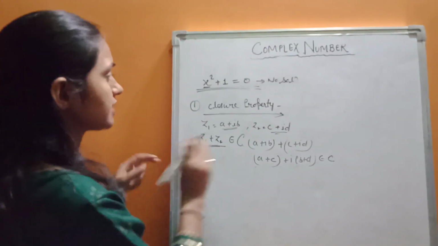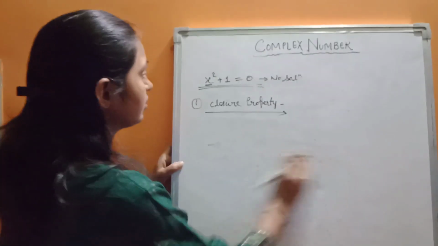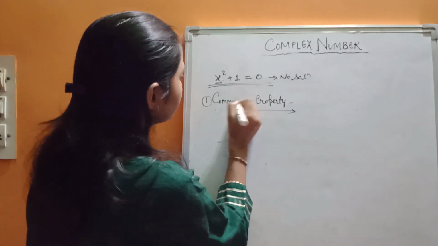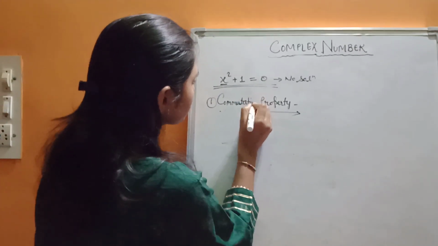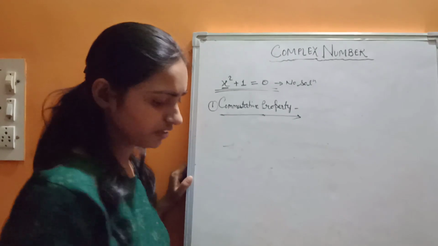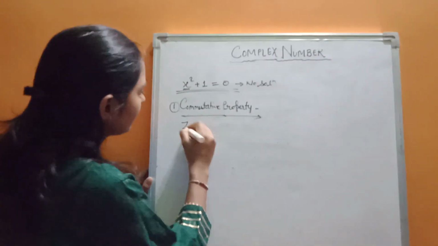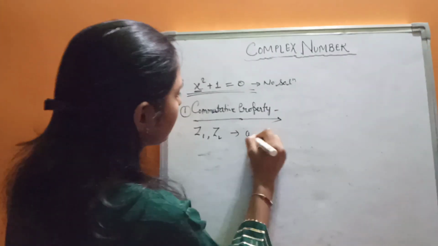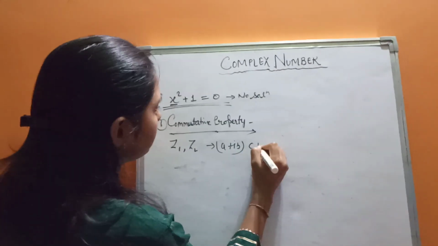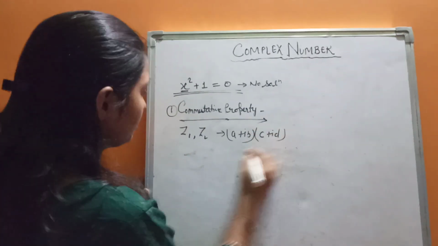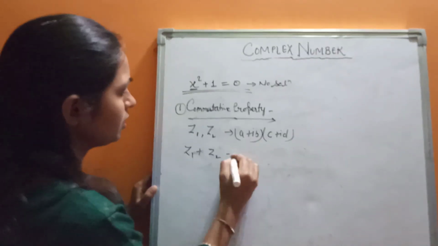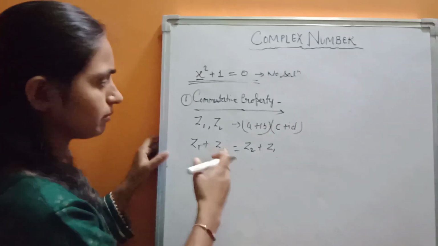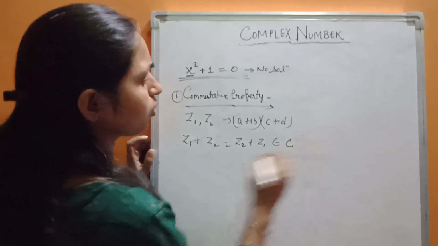Let's understand the second property. The second property is the commutative property. In the commutative property, we have understood that if we take two numbers z1 and z2, like a plus ib and c plus id, then z1 plus z2 is equal to z2 plus z1. This is called the commutative property. This belongs to the complex numbers.